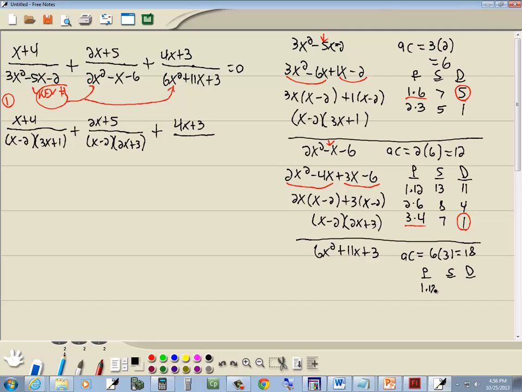So we got 1 times 18, 2 times 9, 3 times 6. Add them: 1 plus 18 is 19, 2 plus 9 is 11, 3 plus 6 is 9. Subtract them: 18 minus 1 is 17, 9 minus 2 is 7, 6 minus 3 is 3. The number we're looking for is the number in our middle term, which is 11. So we're going to use 2 and 9.